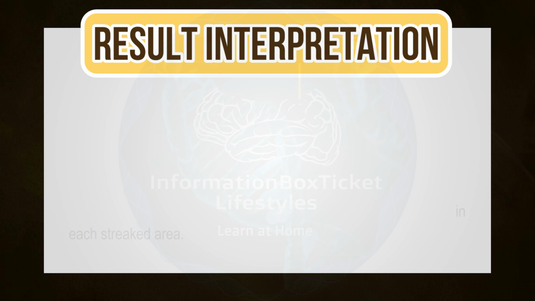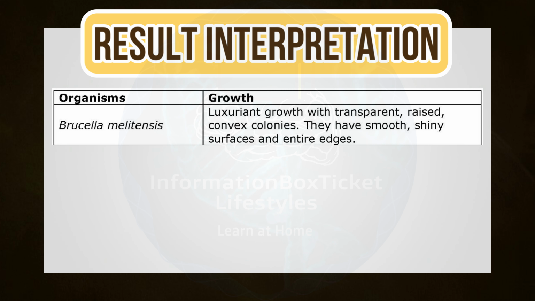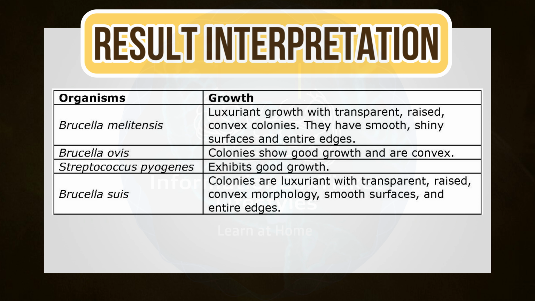In the culture results on Brucella Agar, Brucella melitensis demonstrates robust growth characterized by transparent, raised convex colonies with smooth, shiny surfaces and entire edges. Similarly, Brucella suis also shows luxuriant growth, forming transparent, raised, convex colonies with smooth surfaces and entire edges. Brucella ovis exhibits good growth with convex colonies.